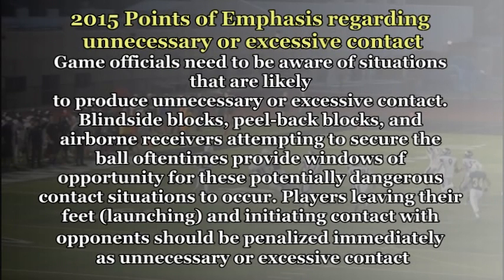But first we need to talk about what unnecessary roughness is. Unnecessary roughness has always been a part of the rule book, but has rarely been called as a foul. The 2015 points of emphasis equates excessive contact with unnecessary roughness, and then goes on to delineate situations that we need to be particularly aware of. They include blindside blocks, peel back blocks, and airborne receivers attempting to secure the ball. These provide windows of opportunity for potentially dangerous contact situations to occur. Players leaving their feet, launching, and initiating contact should be penalized immediately for unnecessary or excessive contact. We've also had subsequent direction that players dipping their shoulders and launching into opponents is considered excessive and unnecessary.